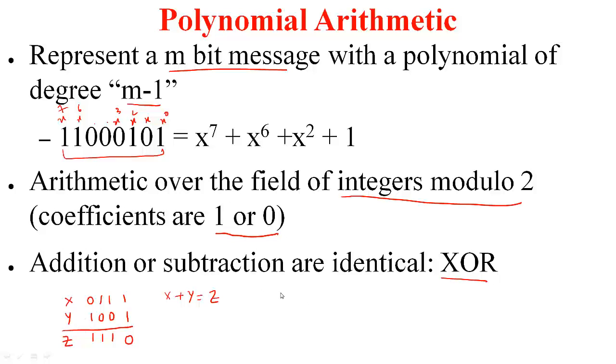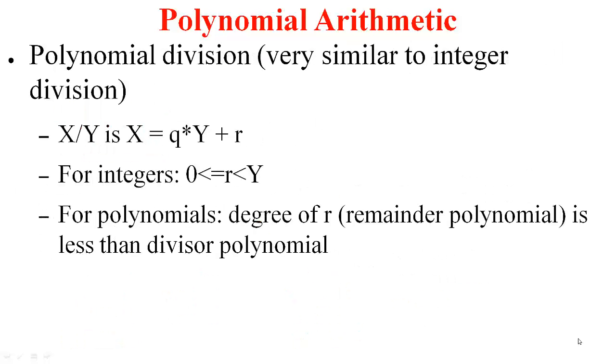Just to show that addition and subtraction are identical, let me do the following addition. Here I have added x plus z and what I got is y. I'm representing it here, but if you see, this y is nothing but z minus x. And note that x is not equal to 0. So y is z minus x and y is z plus x, with x not equal to 0. That means that addition and subtraction are identical as far as the field of integers modulo 2 is concerned.